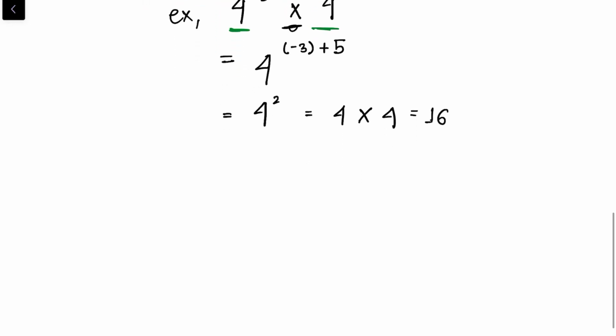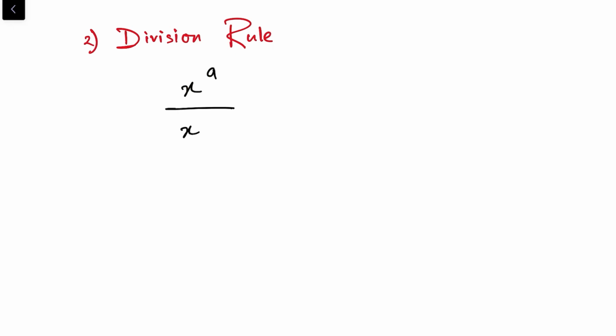Now let us look at rule number 2, the division rule. Consider this, x to the power a divided by x to the power b.